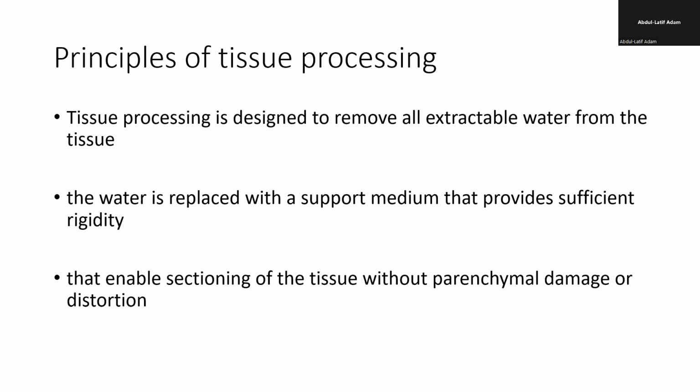So one of the principles of tissue processing is to extract water. You extract water from the tissue so that the tissue will be free of water, and then it can be stabilized. Because when there is water in the tissue, it can also cause distortion, degeneration, and destruction of the tissue. So you remove water from the tissue.